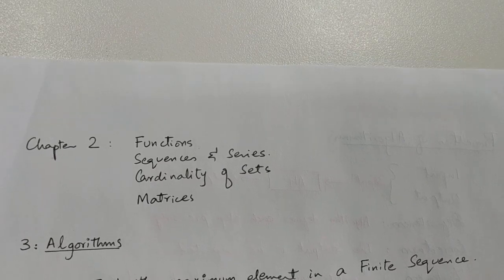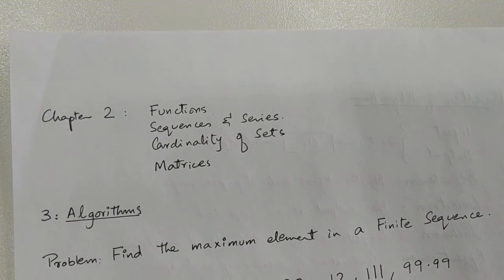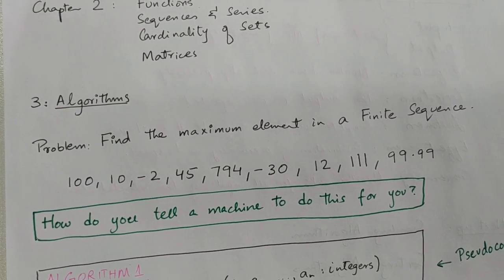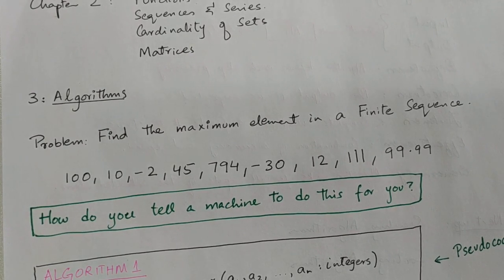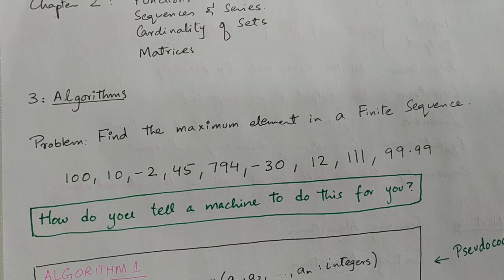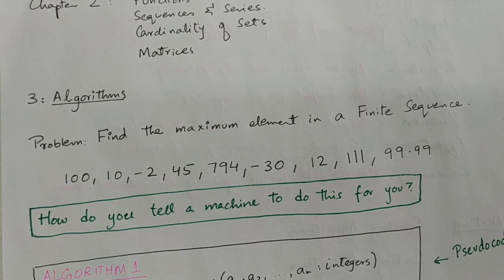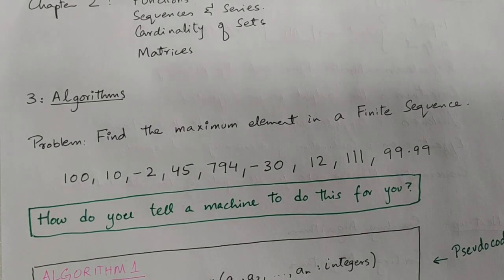So let's take a problem, the problem of finding the maximum element from a finite sequence of numbers, right? So you have a list of numbers in this case, and all you need to do is find the largest element in this set. Now obviously that's something that you already know how to do. You just need to start from the first number and see which number is the largest, right? So you go through that list. Let's do that right now.